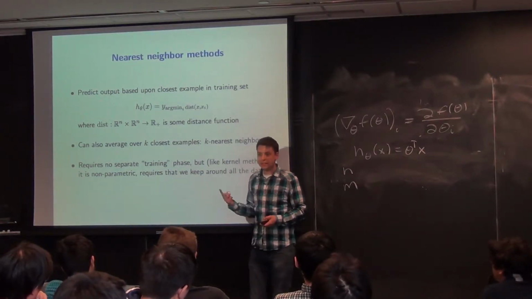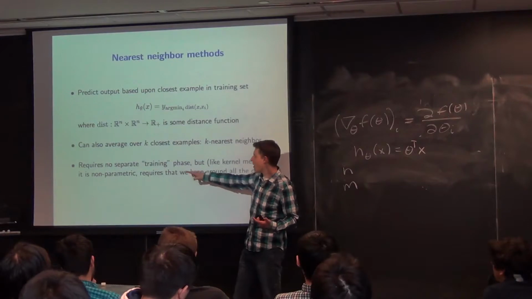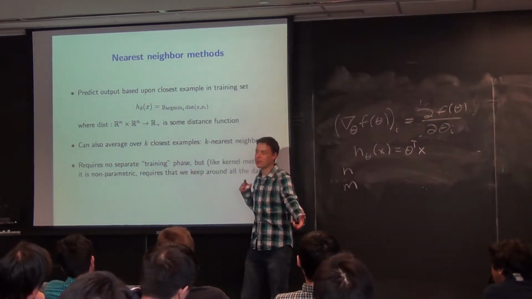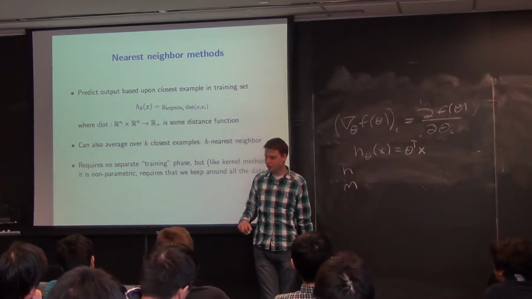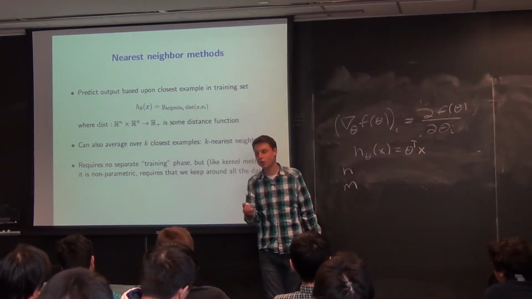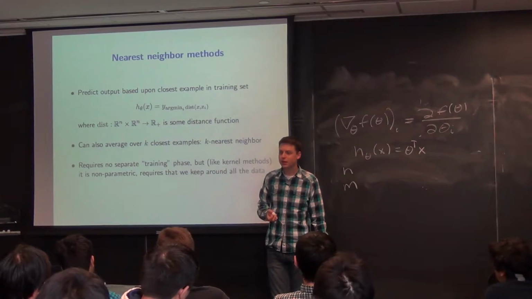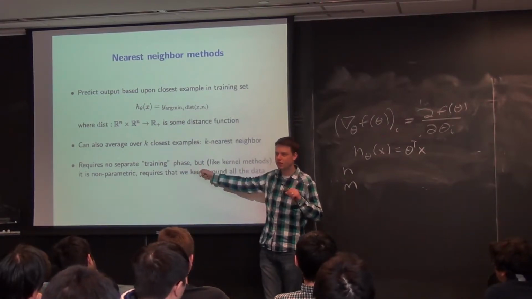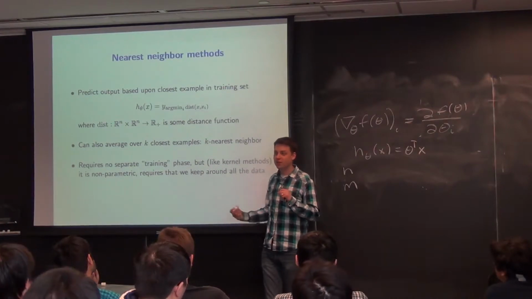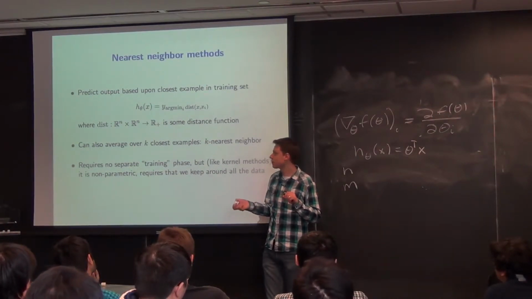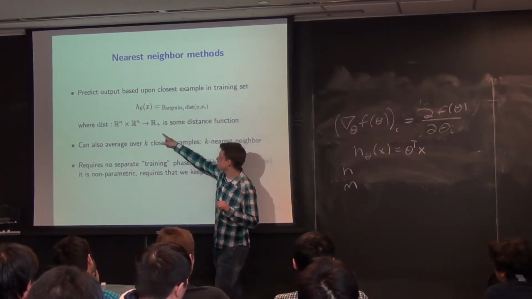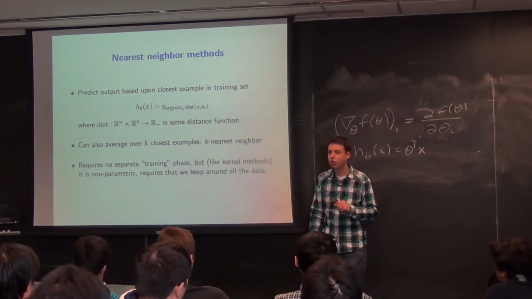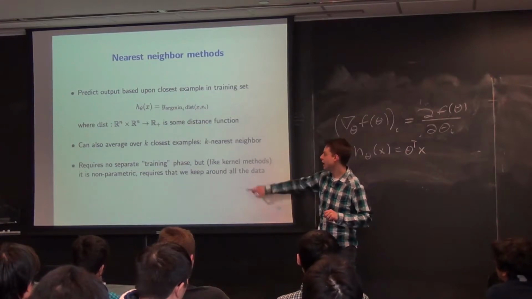But one thing that's nice about this is that other than that, it really requires no training, right? There's no real training phase to this. It just requires that you keep all your data around. The only hard part is when you have a new example you want to classify or do regression on, you need to compare it to all the examples you've seen so far, which can be very computationally expensive as you go. And there are also variants that don't just take the closest neighbor, but actually average over multiple neighbors, called k-nearest neighbor methods.